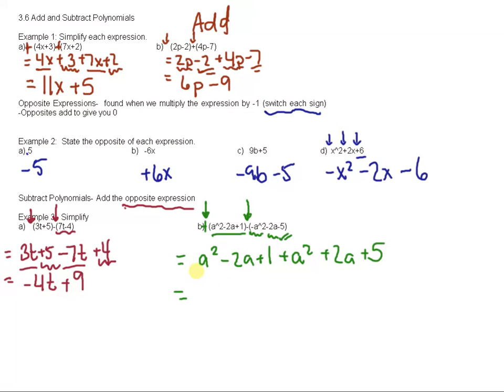Now let's just collect like terms. a squared plus a squared is 2a squared. Negative 2a and positive 2a, those actually cancel out. And then we have 1 plus 5, which I get positive 6.